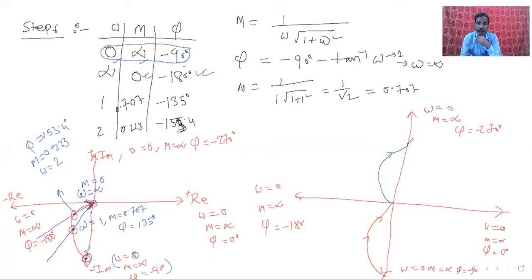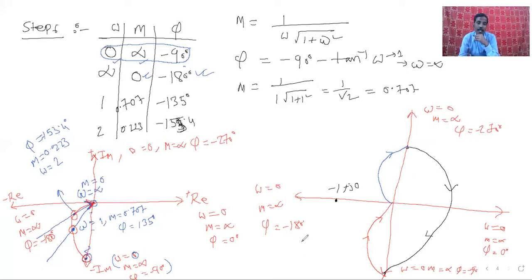Then draw from the ending to the starting point, last point to first point, one contour in the clockwise direction. Then we get this clockwise direction contour. The system is a closed loop, because ending and starting form a closed path. And this point is minus 1 plus j0, the minus 1 plus j0 point.